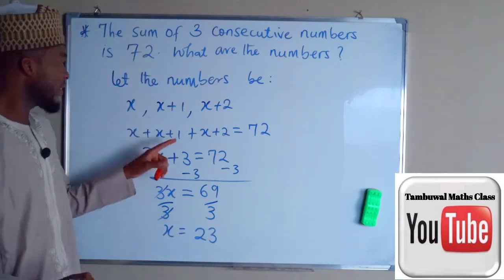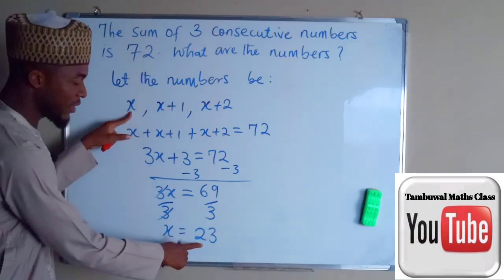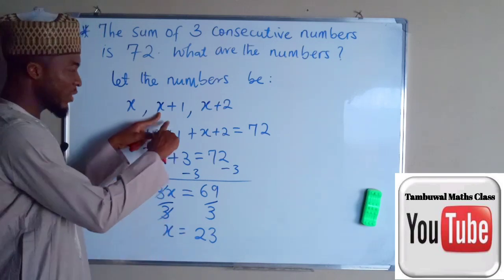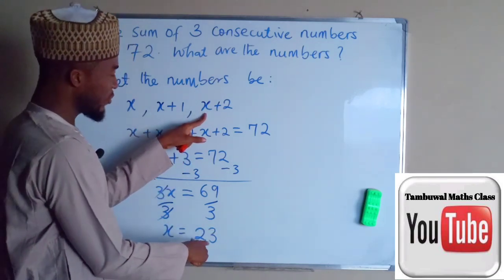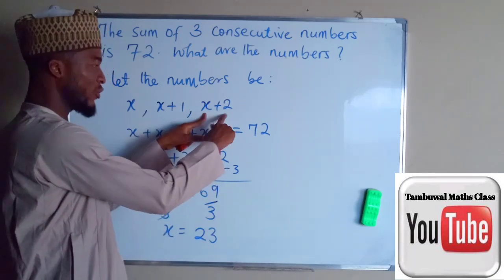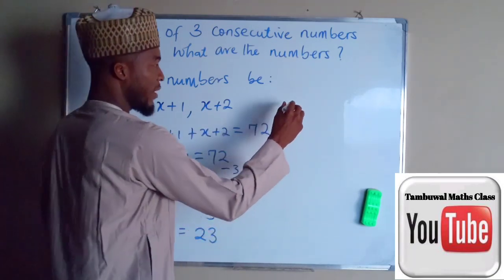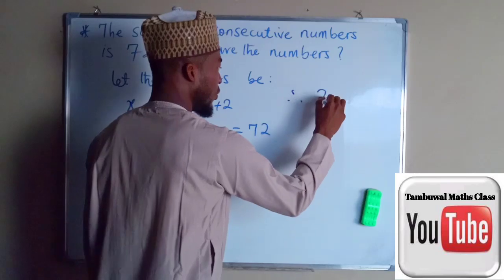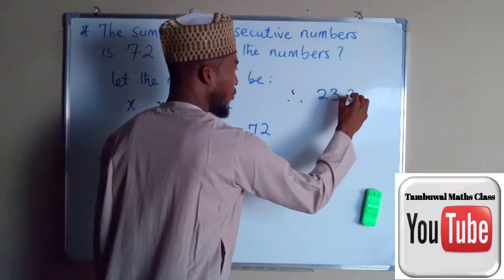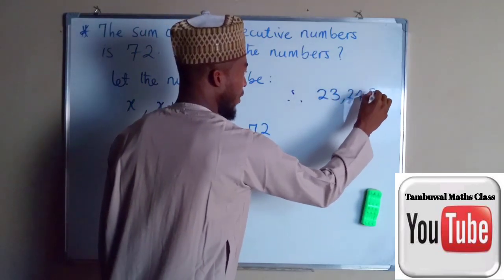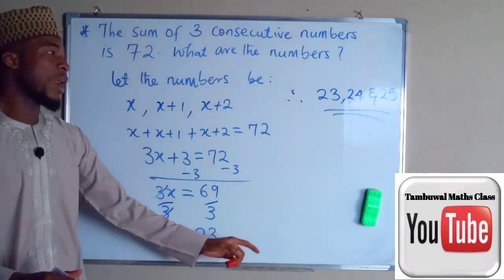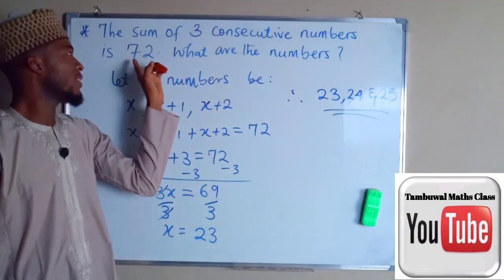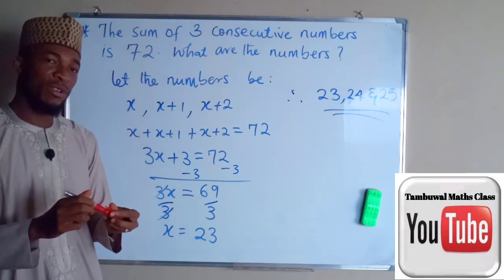So this means that the first number here is 23. The second number is going to be 23 plus 1, which is 24. And the third number is going to be 23 plus 2, which is 25. Therefore, the numbers are 23, 24, and 25. So these are the numbers. If you add all of them together, you are going to obtain 72. So this is the first question.